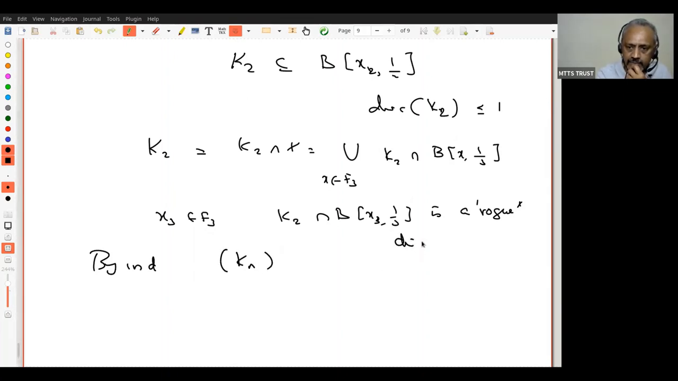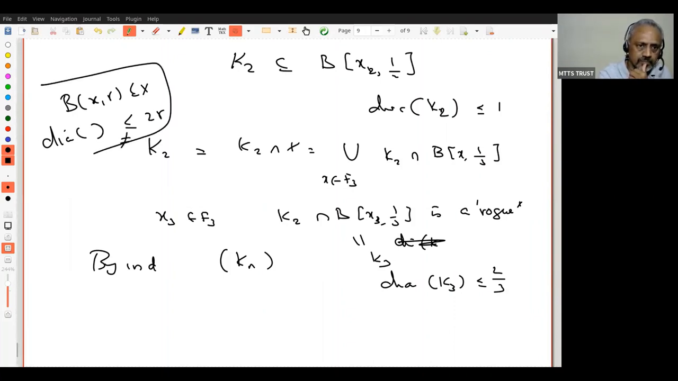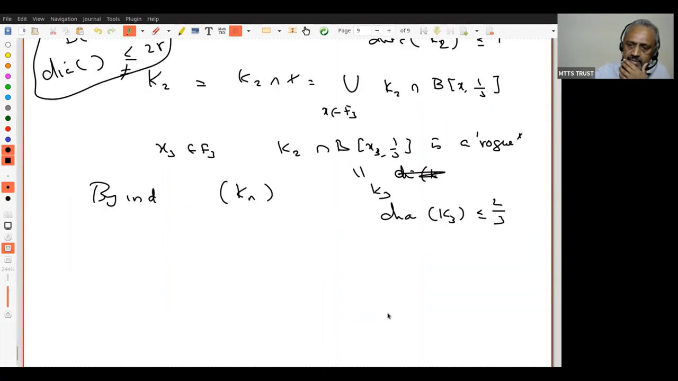So call this K3. What is the diameter of K3? K3 is contained in this, therefore it will be less than or equal to 2 by 3. You understood? So whatever is the radius, you have to multiply by 2. That's the maximum diameter possible. Diameter will be less than or equal to that. It may not be equal to, right? If I have an open ball of radius r, the diameter of this ball will be less than or equal to 2r. Equality may not hold.